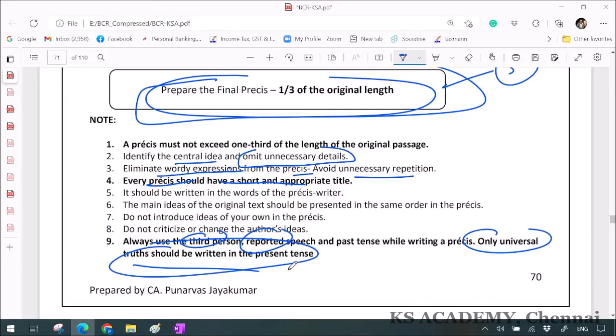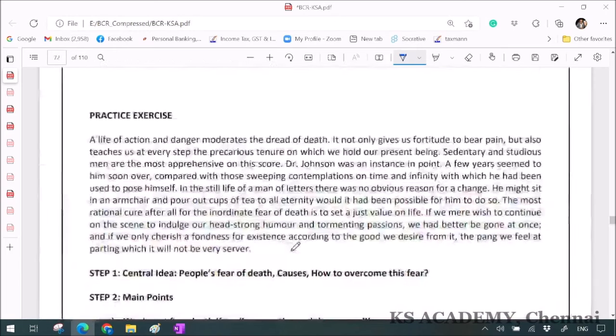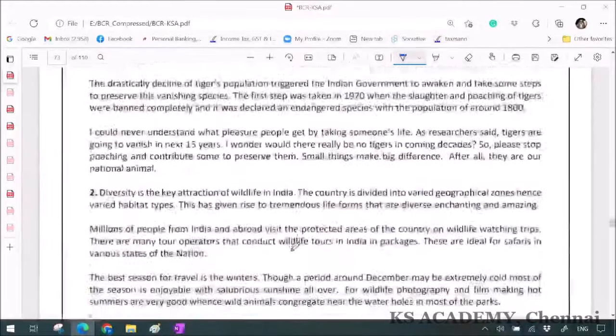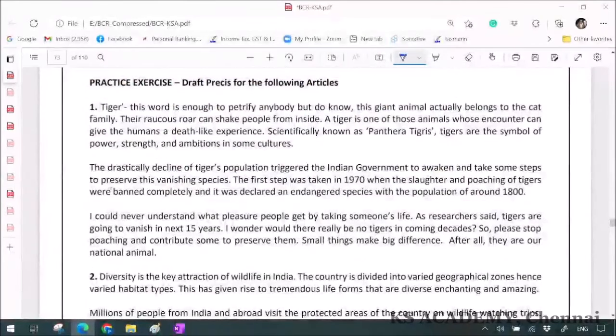All this is what the evaluator will check, because his answer key will definitely be different from yours. So he will check whether you have followed these rules. That's all there is to it. I've just given you an example. Let's do these things to understand. First, count the number of words. Second, calculate 1/3 of it. Third, figure out the central idea. And fourth, write your own draft. Try it out, guys. Come on, write your own draft.